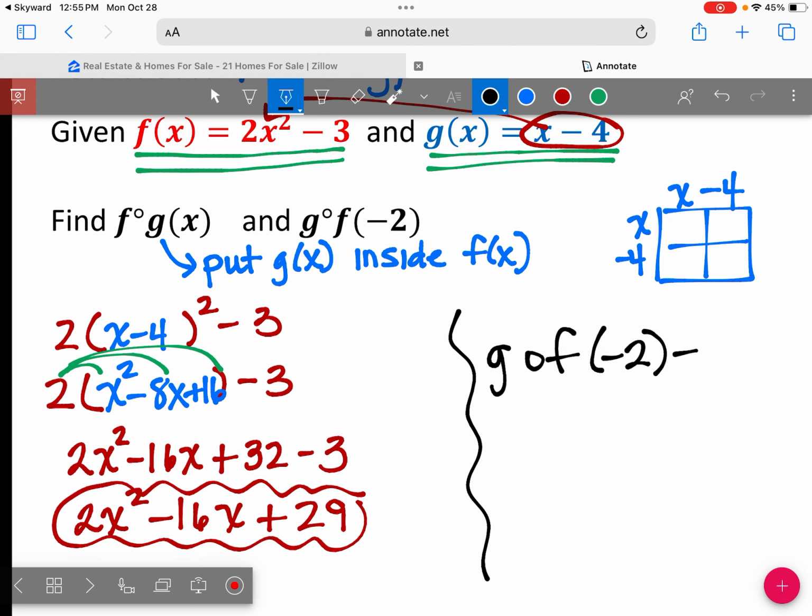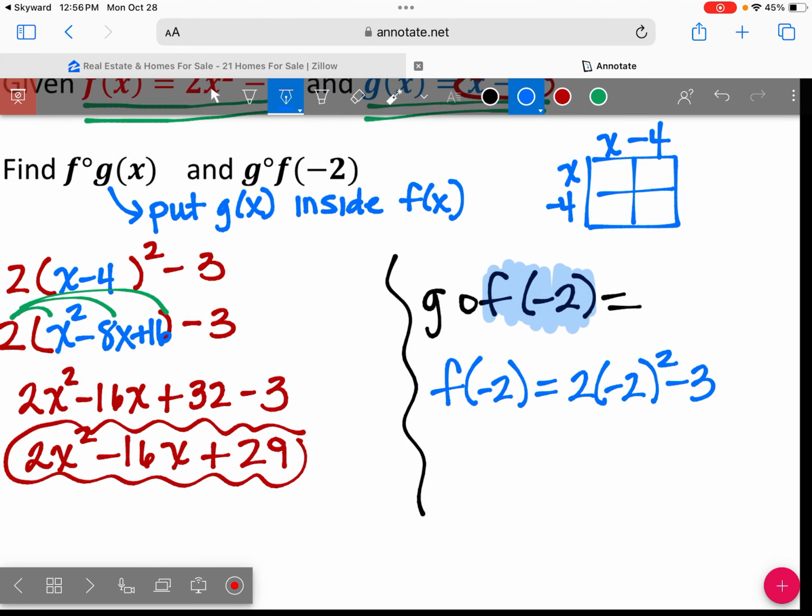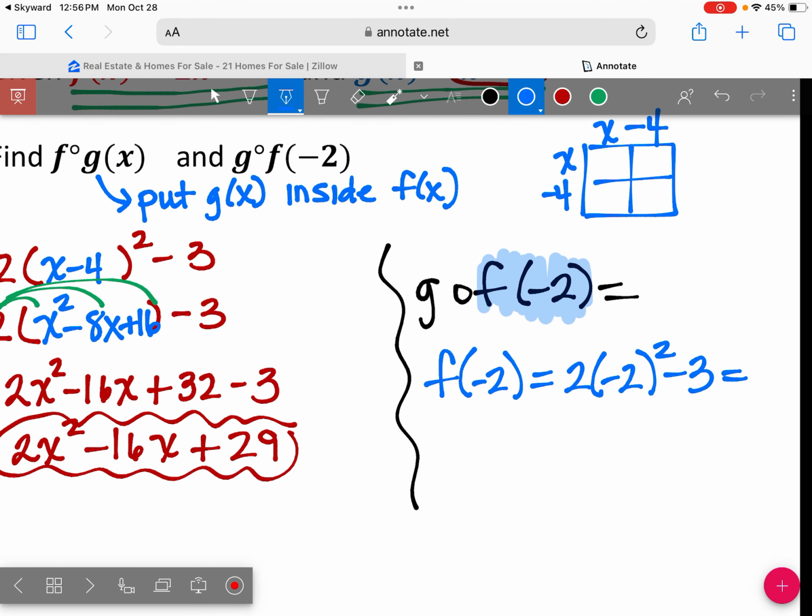Now for our second one, we have a number. We're going to find g of f of negative 2. We're going to start off with finding f of negative 2. So let's use our f function. Substitute in a negative 2. So you have 2 times negative 2 squared minus 3. Go ahead, pick up your calculators and see what you get.